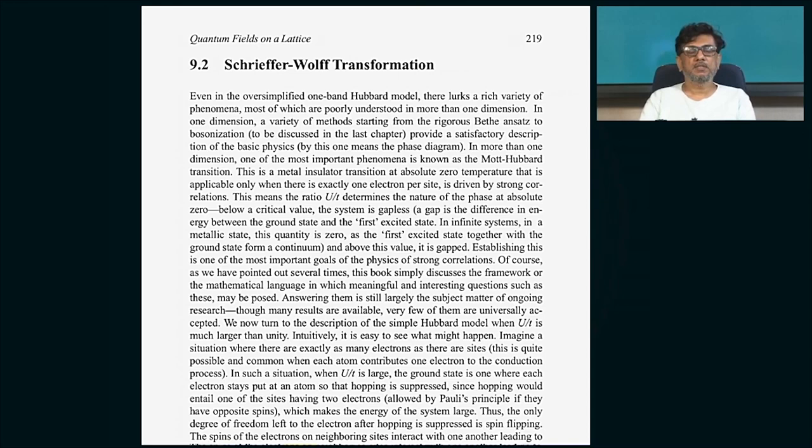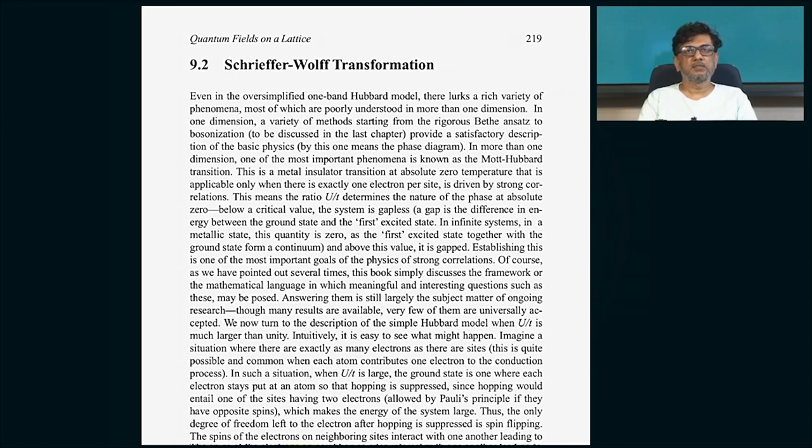One is something called the metal insulator transition. So, the idea is that if you have a Hubbard model, and if the Coulomb repulsion becomes large enough, especially in three dimensions, you can show that the system goes from being a gapless system to a gapped system. That means it goes from being a metal to an insulator. So one of the important goals in the study of the Hubbard model is finding this critical value of U at which the system becomes an insulator from a metal.